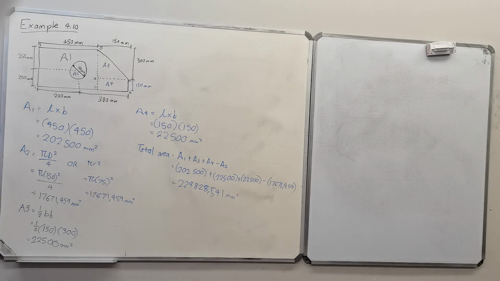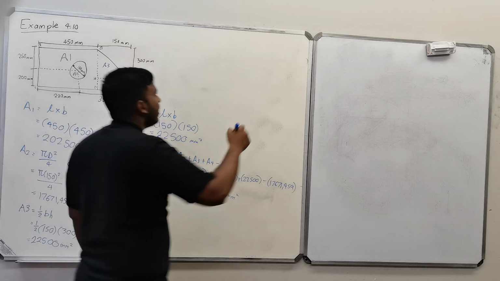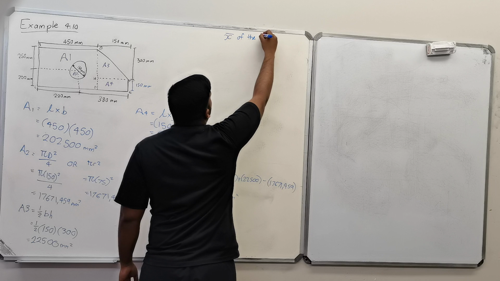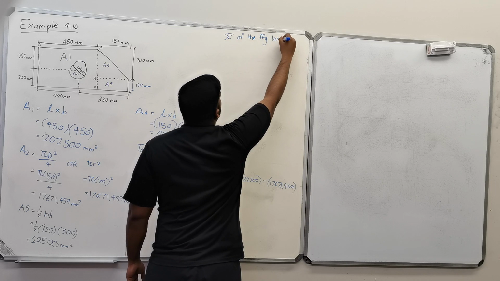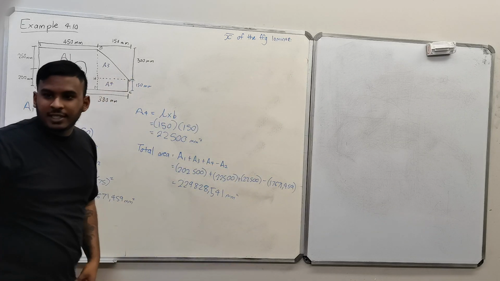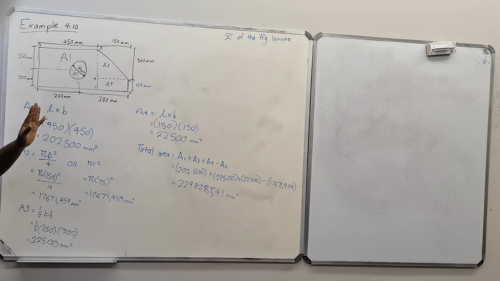Now, when we're working on the centroids of the lamina, what's the formula we use? X bar is equal to the sum of area times its center over total area. So what we need to know are the center points of each shape. I'm going to call this X bar, basically the center point of each one of these shapes on the x-axis.